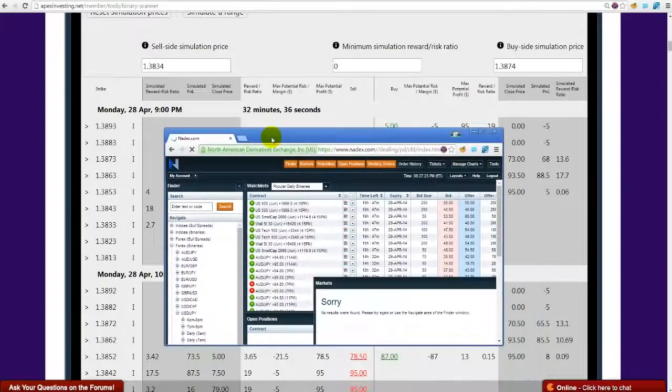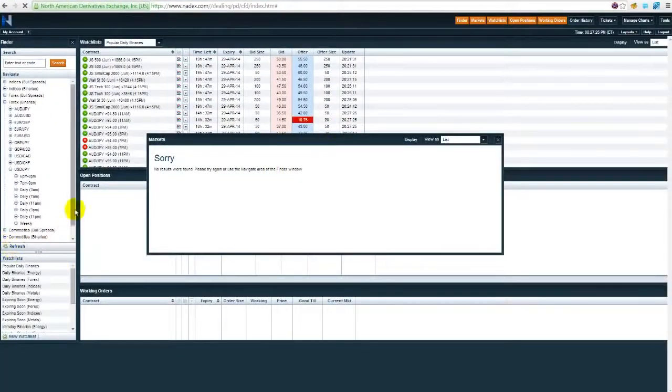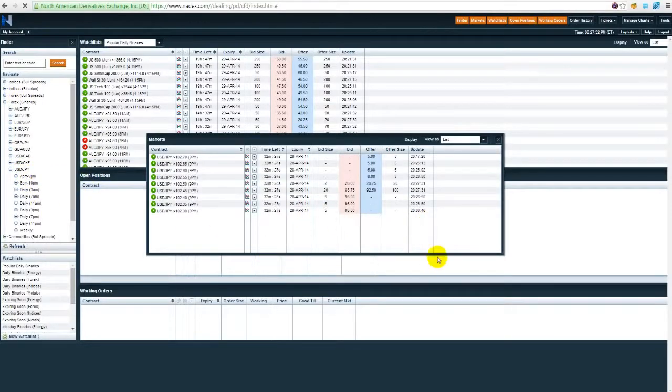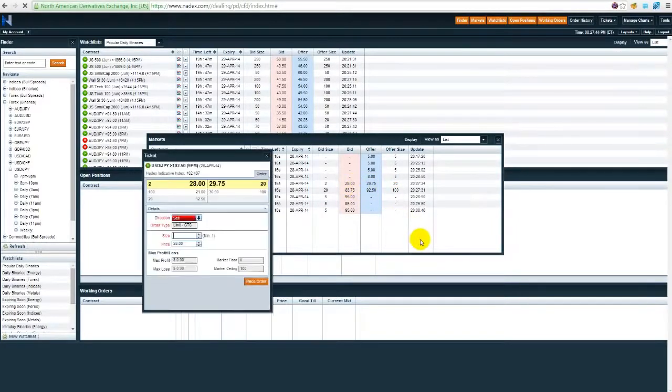So if I go up here, let's hit refresh on this. Go to Forex, go to US Yen, we'll go to 9 o'clocks. If I buy this, what to say? I'll sell this for $28. Take profit for whatever. Okay?